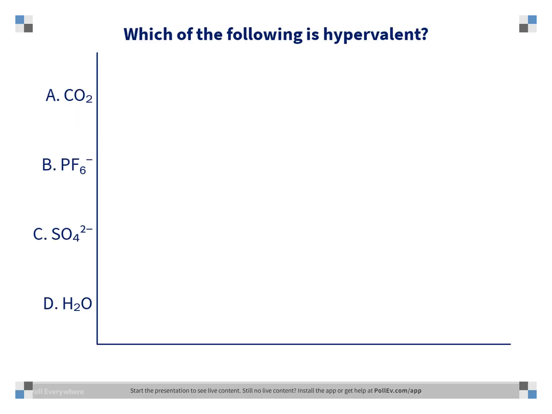The correct answer is B, PF6-1. The central phosphorus atom is surrounded by 6 fluorines. Those 6 bonds make it automatically hypervalent. As you complete homework and exam problems, you will want to check for the ones that are automatically hypervalent due to the number of bonds. If there aren't any, then you would need to draw the Lewis structures of all the molecules in the answer choices.